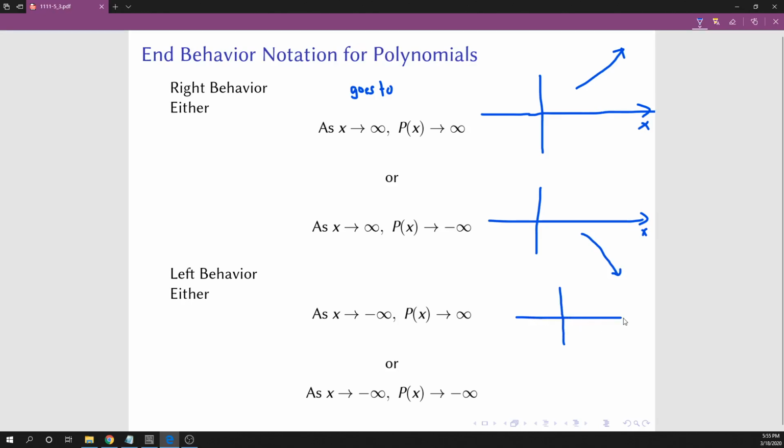For the left behavior of a polynomial, we'll have one of these two things. As x goes to negative infinity, so negative infinity would be smaller. As we go to the left on the x-axis, the values get smaller and smaller that way. So this is saying as we go to the left on the x-axis, the y values, or the graph, goes to infinity. So that would mean that the graph does this over on the left. As you go to the left, it would go up.